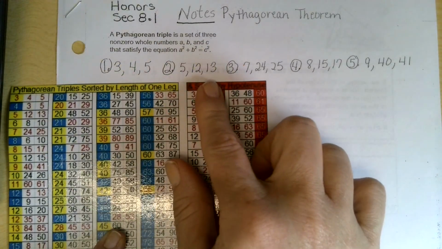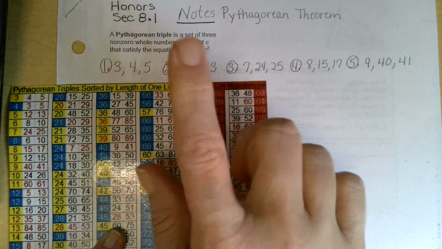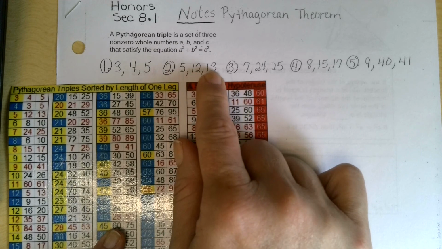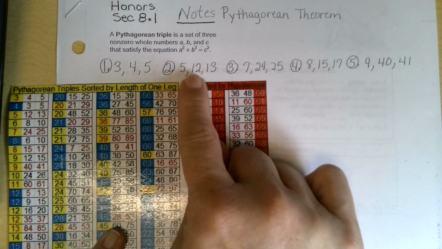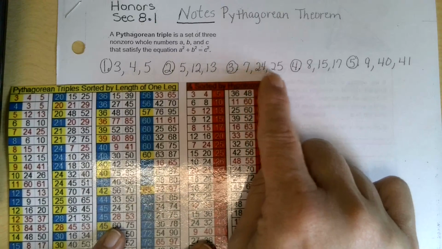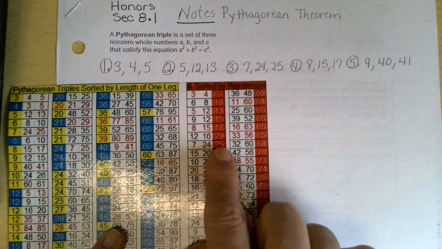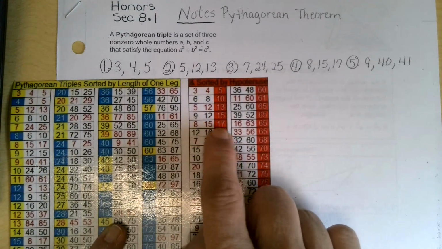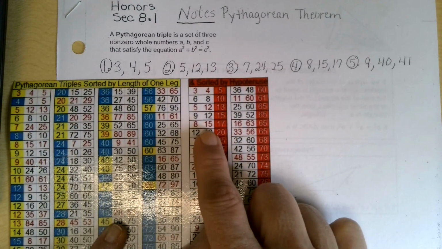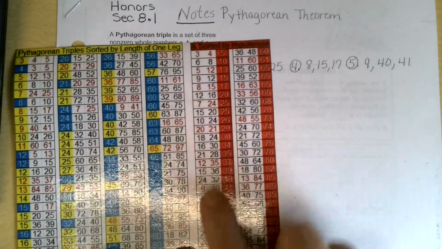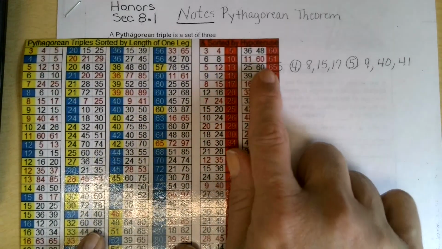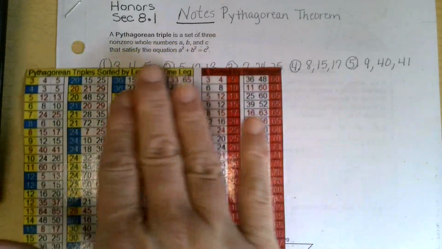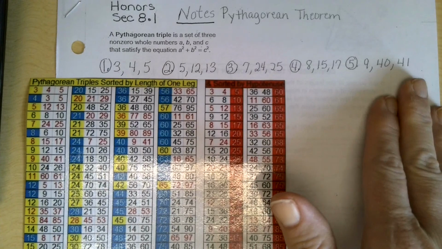5, 12, 13 is a super common Pythagorean triple. Okay, 5 squared plus 12 squared is going to equal 13 squared every single time in a right triangle. 7, 24, 25, and you can see that is in red right here as well. 8, 15, 17, that is right here in red. And then 9, 40, and 41 is on down here in red. There are others in red that are Pythagorean triples, but these are the most commonly used ones.